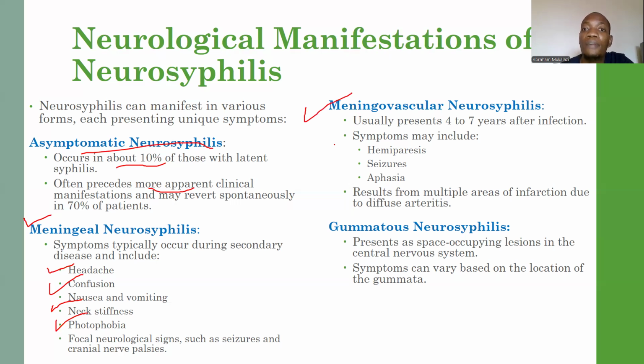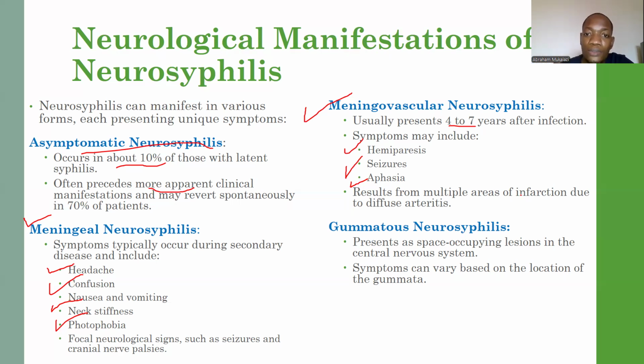Then you can also get what we call the meningovascular syphilis. Usually it presents about 4 to 7 years after the infection, and it can have things like hemiparesis, seizures, aphasia, and this results from the syphilis. It causes endarteritis, the one we call endarteritis obliterans. So if the bacteria also affect the vasculature in the brain, you can end up with tiny areas of infarction within the brain that can give you these other manifestations that we're talking about. The aphasia, the seizures, the hemiparesis. So all this is something to think about when someone gets syphilis.